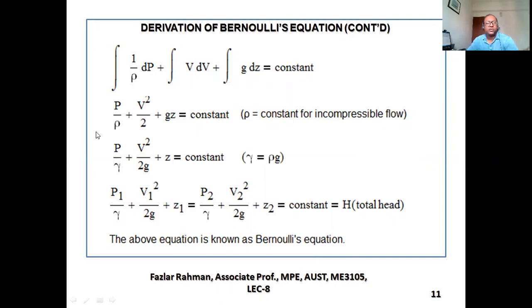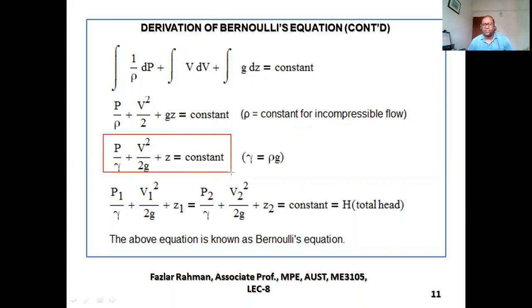So after integration, for this term you are getting p by rho, this term v square by 2, and for this term g into z. Now if you divide both sides again by g, what do we get? P by rho g, which equals gamma. So we put p by gamma plus v square by 2g plus z equal to constant. This equation is known as Bernoulli's equation.